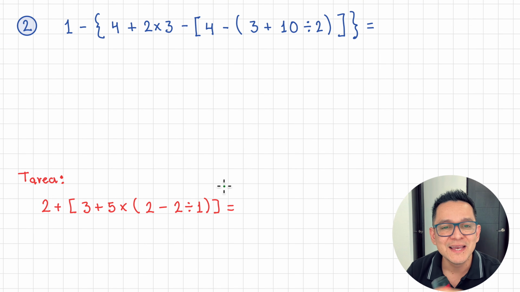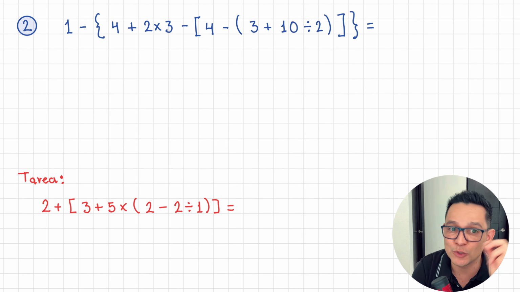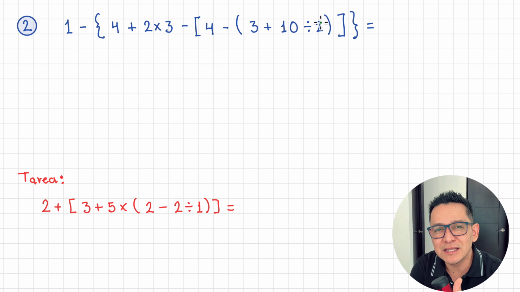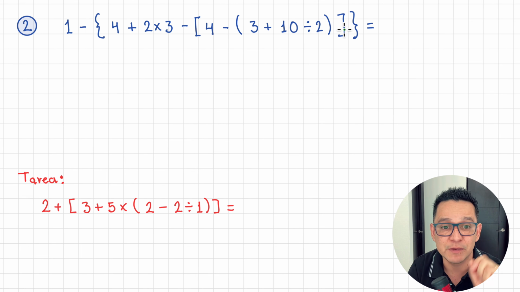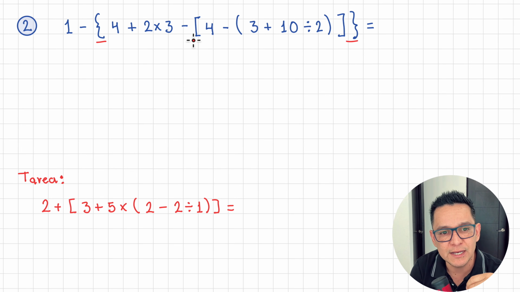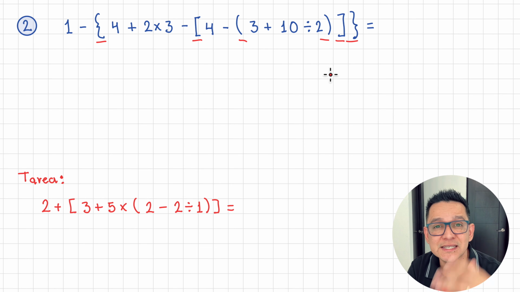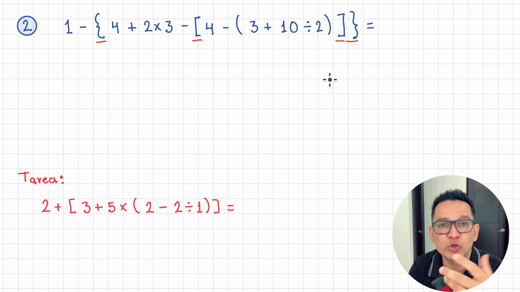Easy, right? Let's go with this one that's a little more complex. Really, the idea is basically the same. It's just that, as you can see, the operation is bigger. But the idea, like I said, is exactly the same. Look, in this case, we have more grouping symbols. Notice that we have braces here. We have these called brackets, and we also have parentheses. When you have these 3, you will always start solving from the inside out.